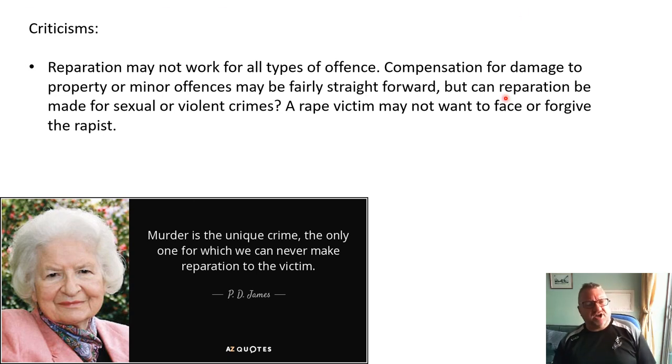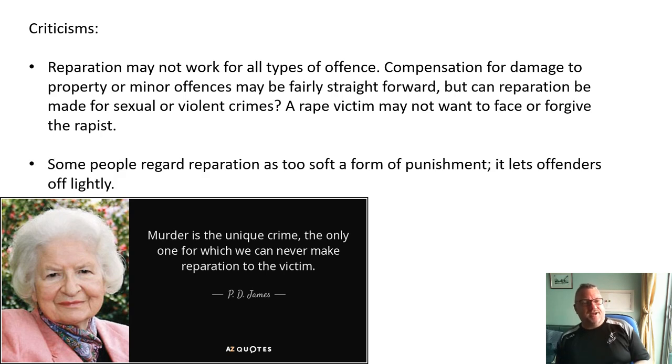And as P.D. James says here, murder is a unique crime, the only one for which we can never make reparation to the victim. By definition, you can't do restorative justice reparation for murder. And some people regard reparation as too soft a form of punishment. It lets offenders off lightly.